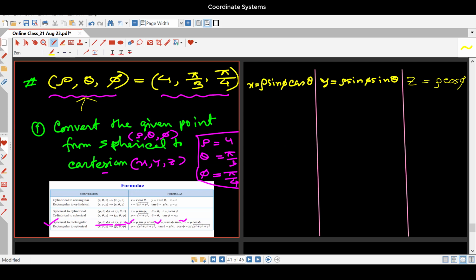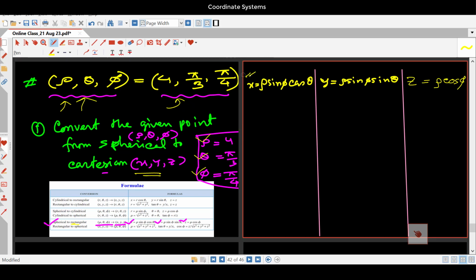So in the same way, let's solve another problem. This time we have a spherical coordinate system. That means a point is given in spherical coordinates. We have rho, theta and phi. So rho equals 4, theta is pi over 3 and phi equals pi over 4. We have to convert it to Cartesian coordinate system, and for that there is a formula from spherical to rectangular.